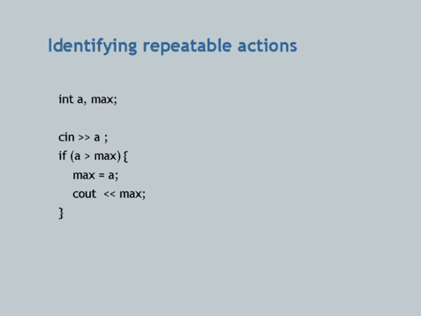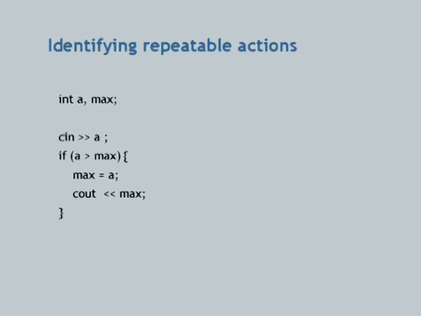cin >> A, I read a value A. If A is greater than max, max is equal to A, and output the value of max. So, I've given one number, 5. 5 is the maximum, I will print 5. Suppose I give a second number, 7. Is 7 greater than 5? Yes. So, A will be set to max, max will become 7. It will print 7.